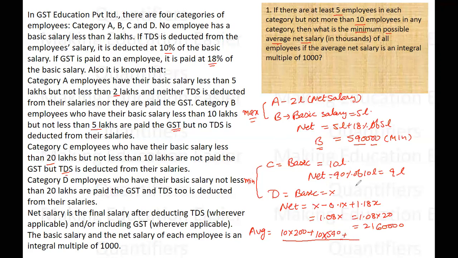Plus for C, it will be 9 into 5. I'm taking the minimum number of people here. So let's write it as 5 into 9,000, 900,000, sorry, because this is 9 lakh. 9 lakh is nothing but 900,000. And next is again 5 employees, and there is 2160,000, and total employees becomes 30.